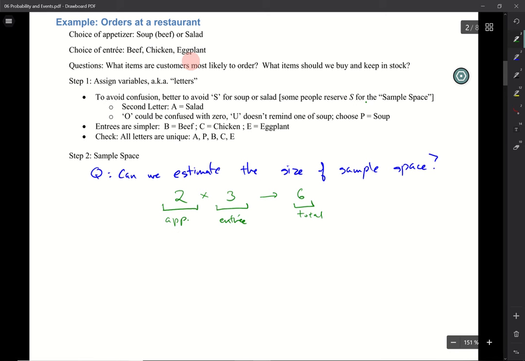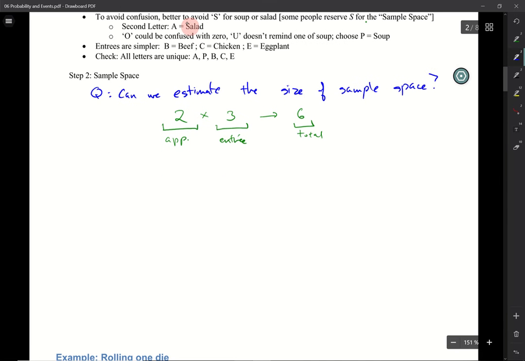Okay? So let's see. Right, so let's do n. And there are a few ways to do that. So events. You know, the customer ordered, let's say, a salad and a beef, or a salad and a chicken, a salad and an eggplant, right? Or they ordered a soup and a beef, a soup and a chicken, a soup and an eggplant, right? So we could call that case 1, 2, 3, 4, 5, 6. I think we got all of them.